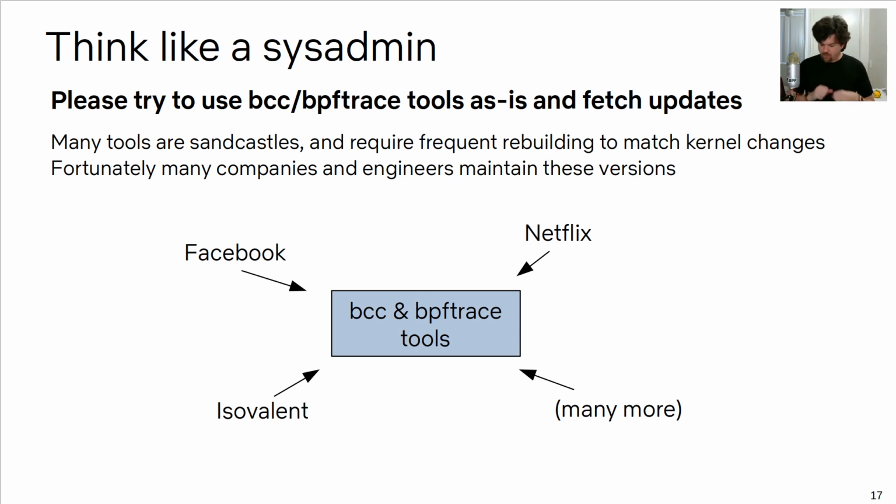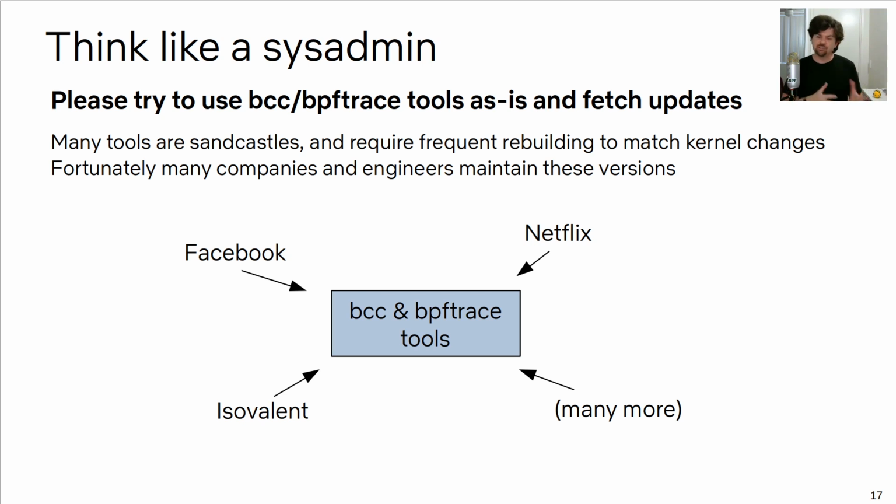So think like a sysadmin. Start by trying out these BCC and BPF trace tools and use them as is, fetch updates. If you look at them, some of them look deceptively simple. They may only be 100 lines of code. And I know sometimes when people get started with building upon BPF observability, they look at the tools and think, well, I'm just going to rewrite these in my own language. I would try not to do that because there are frequent updates.